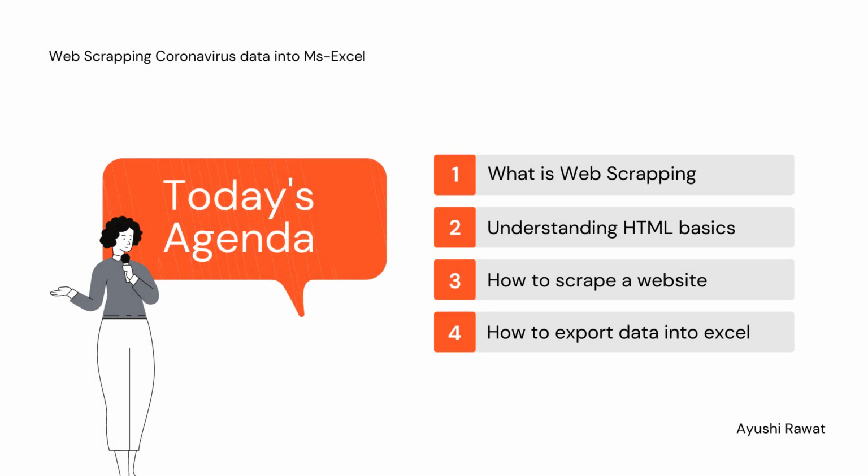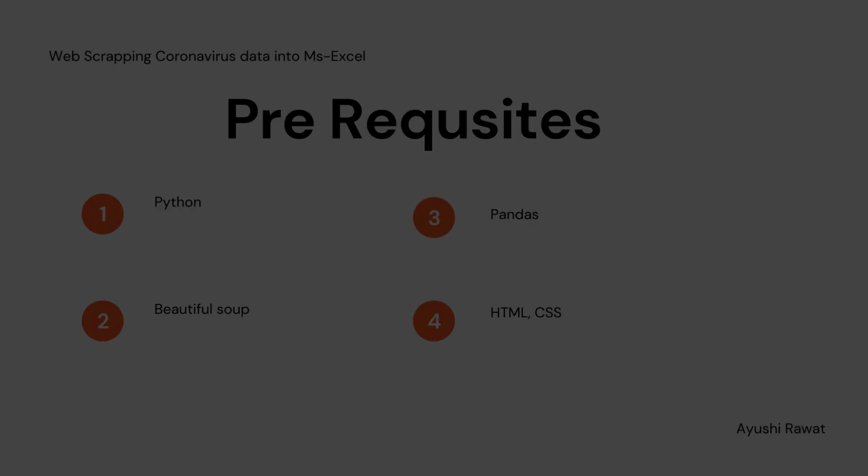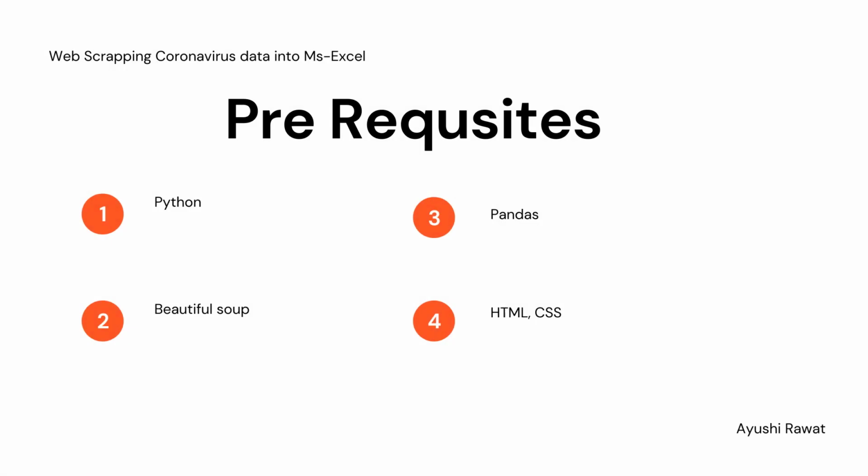Let's look at today's agenda. We'll look at the topics: what is web scraping, understanding HTML basics, how to scrape a website, and how to export data into MS Excel. The prerequisites here are Python, Pandas, Beautiful Soup, HTML and CSS. You need not worry if you do not know any of these because we'll discuss that in detail later.